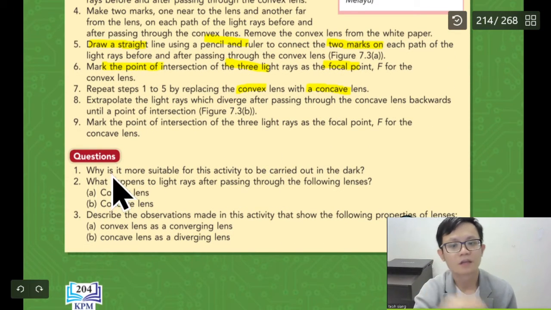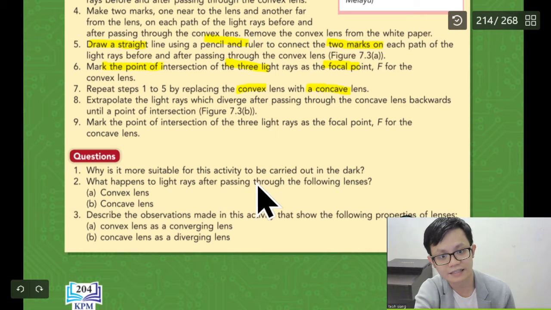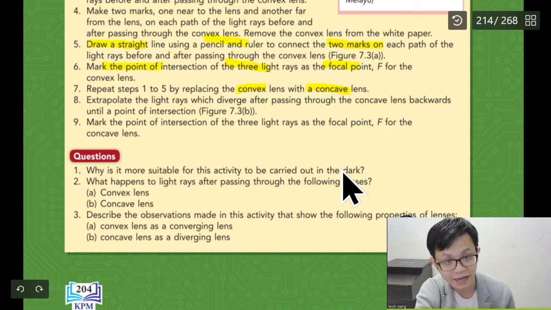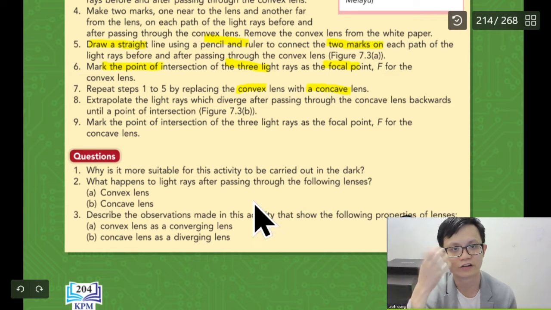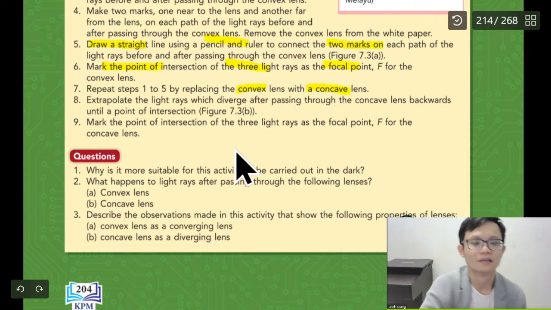Question: why is it more suitable for this activity to be carried out in the dark? Very easy. If you want to answer, you can pause the video. If not, I will just tell you the answer.